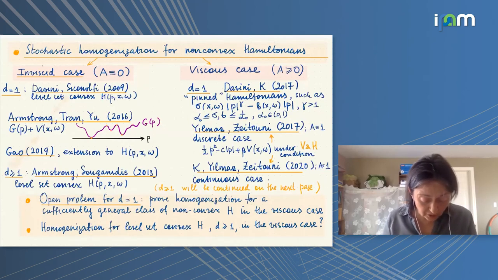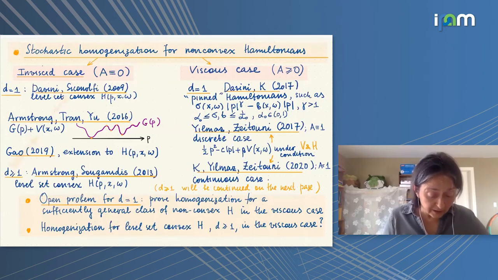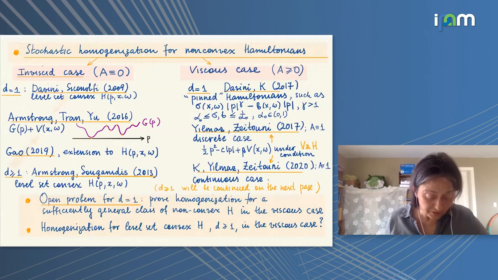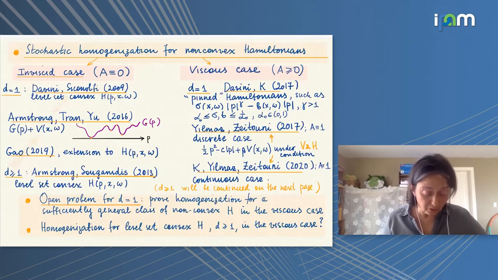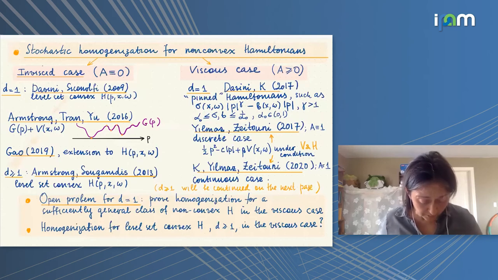In higher dimension, for level set convex Hamiltonians, homogenization in the inviscid case was obtained by Armstrong and Souganidis. And in the inviscid case, this result for level set convex Hamiltonians and other features of the inviscid equation allowed Armstrong, Tran, and Yu to show, under other general conditions, homogenization for separated Hamiltonians. Later, Gao extended it to some classes of more general Hamiltonians, where the momentum part is not separated from the potential part, the x part.